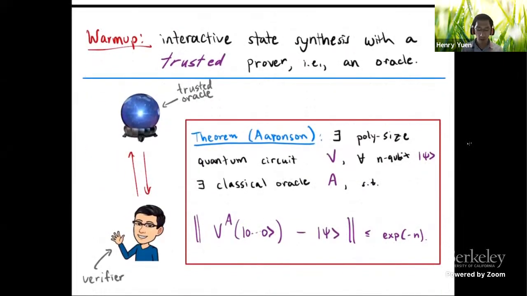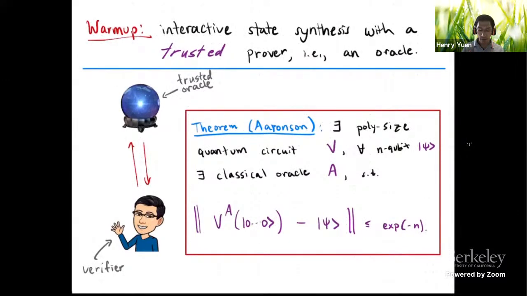So here's the warm-up. We're first going to talk about an interactive state synthesis protocol where the verifier interacts with a trusted prover, in other words, an oracle. Scott Aaronson showed a few years ago, or at least this is the only reference that I could find, that in this setting, there's a pretty easy way of synthesizing any quantum state. So there's a polynomial size quantum circuit V, such that for all n-qubit states psi, there's a classical oracle A that depends on the state psi, such that the quantum circuit makes a polynomial number of queries to the oracle, and it can synthesize psi up to exponentially small error.